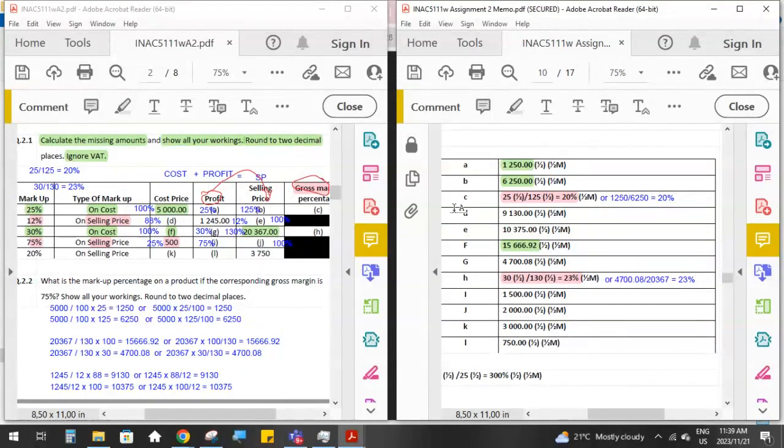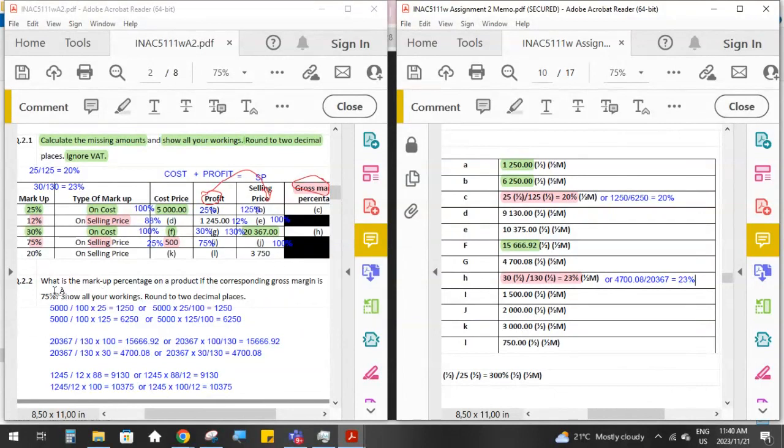So those things don't change. Cost plus profit equals selling price has to be true. And for gross margin, it is profit as a percentage of the selling price, regardless of whether we work the rand value of the profit out by taking it as a markup on cost or a markup on selling. When we work out gross margin, it's profit as a percentage of selling price. Okay.